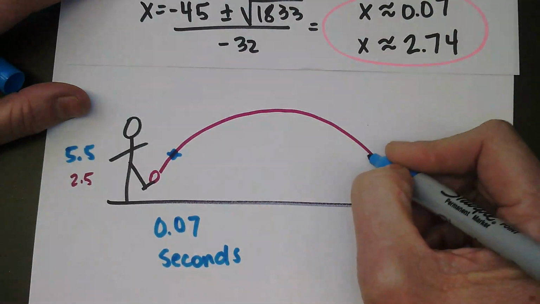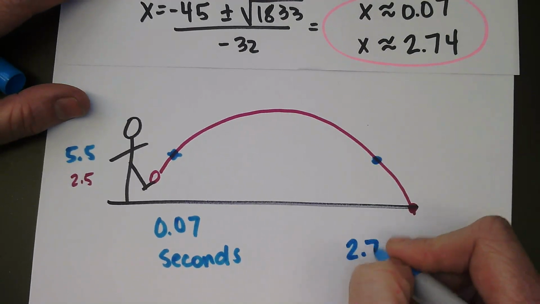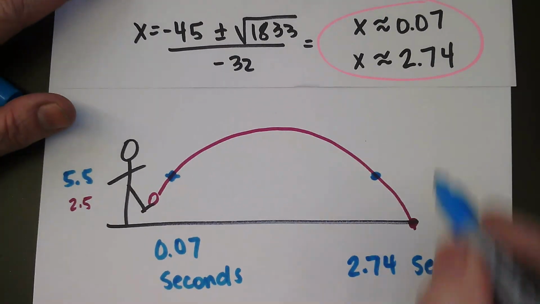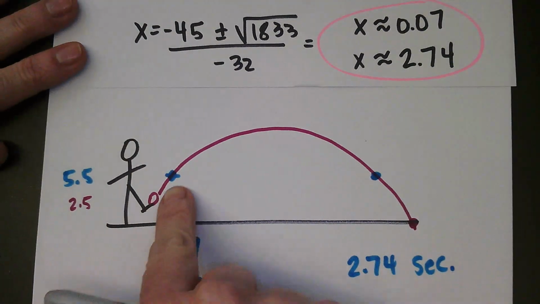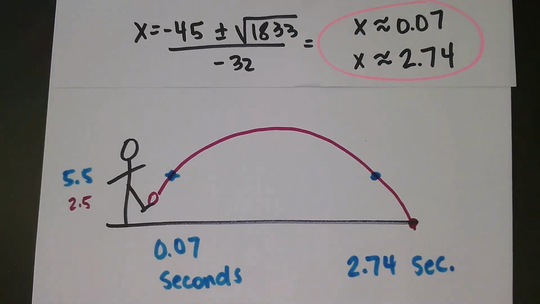And then it's going to come back down, and before it hits the ground, it's going to hit 5.5 feet again, and that's going to take about 2.74 seconds. So hopefully it makes sense why we have two answers and why one answer is a very small decimal. After it kicks, it probably gets to 5.5 feet quickly, and then it takes a few more seconds to get all the way back down.